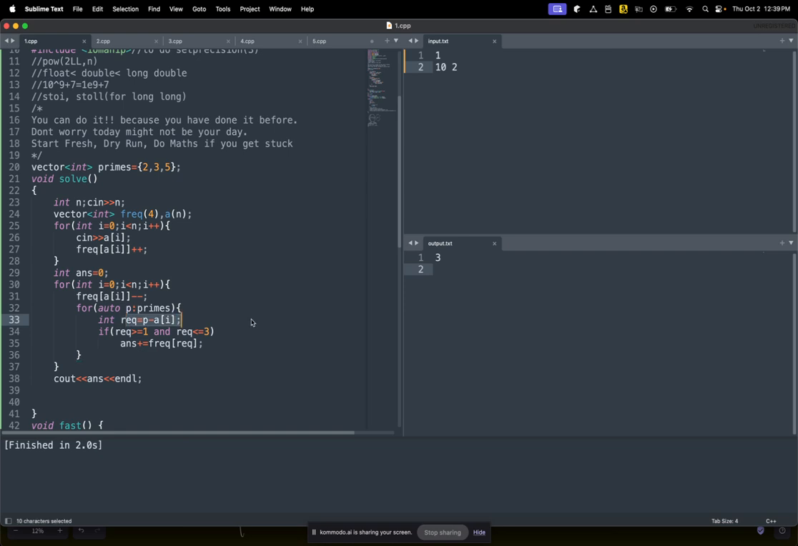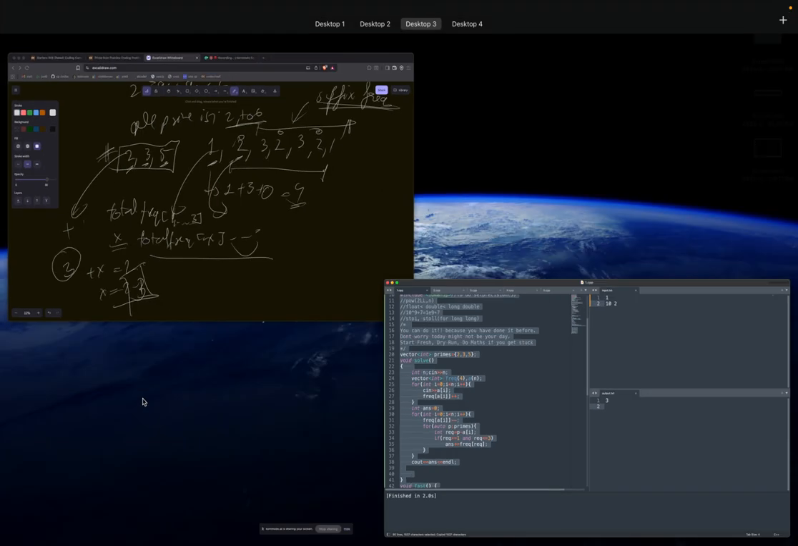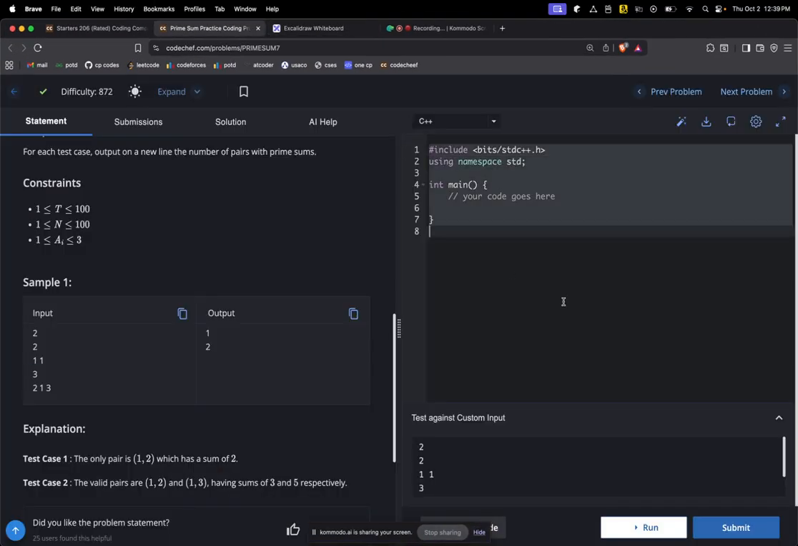So I get this required value, what is required to add to my a_i so that I get p, which is the prime value. Now this requirement has to be greater than or equal to 1, and less than or equal to 3, because those are the only possible values in the array. Then I just added this count into the answer, because this is how many pairs I can form with a_i that sum up to p. And then finally I just output the answer. So I can submit this code, and this works fine.